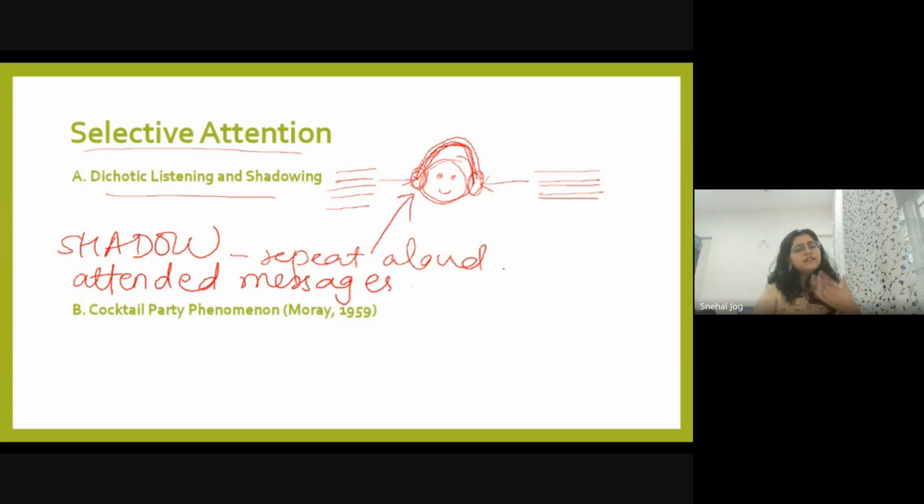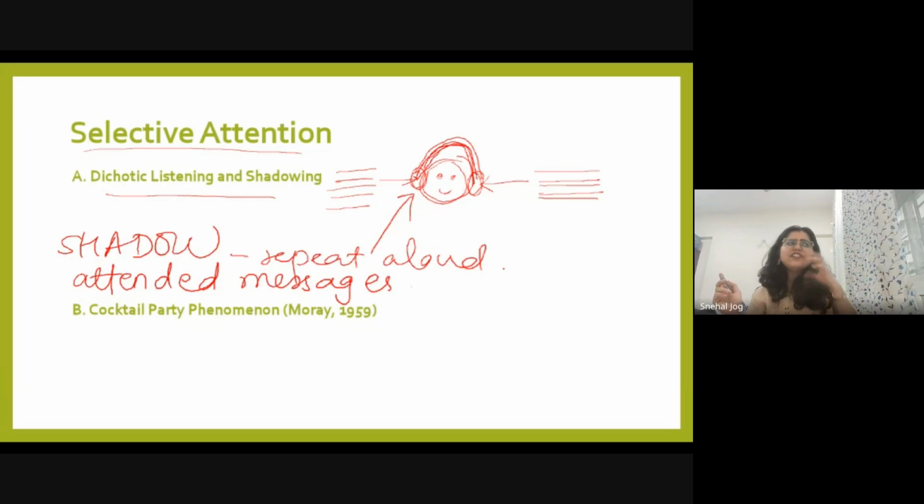Now, what is the result? If the participants are asked to repeat the messages which they are attending to, which they are shadowing basically, they do it with very high accuracy. But later, after the task is over, if they are asked, okay, you were listening to the messages on the left ear, right? What was being said on the right ear? Then they are going to know very little about it, because obviously selective attention, right? I'm choosing to focus on the messages given in my left ear and not the right one.